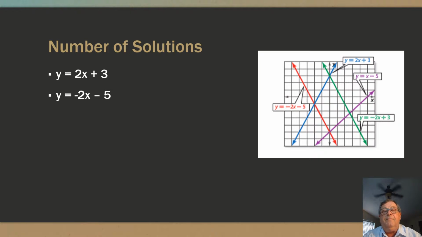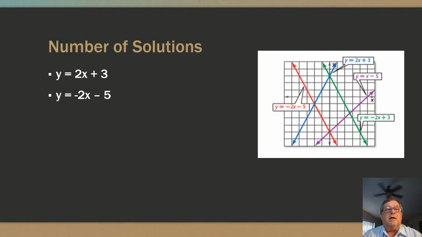Furthermore, if there is exactly one solution, and we would know if there's one solution because there would be one point of intersection between the two lines, we say that that is consistent and independent. Now, if the equations are the same line, in other words, they're equivalent equations, well, then we would say that those are consistent. They have infinitely many solutions. We would say that those are consistent and dependent.